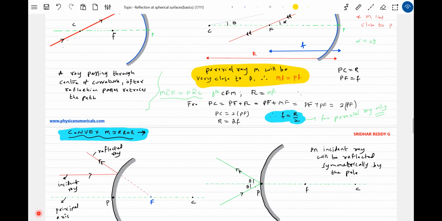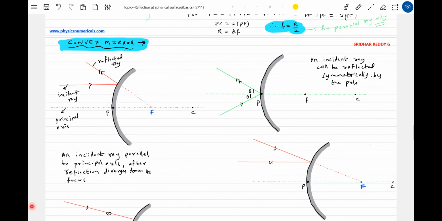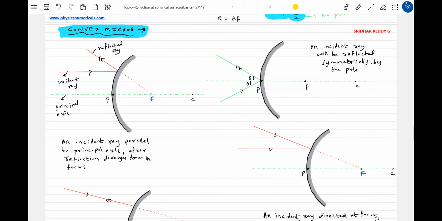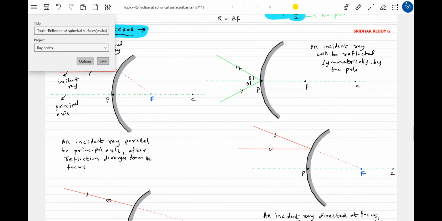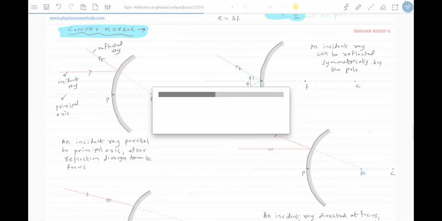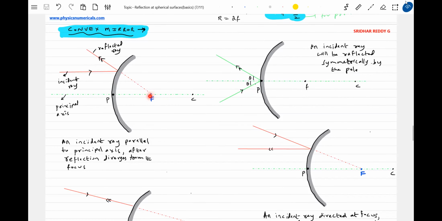Okay, let's go for the convex mirror. Similarly, we'll see the rays for a convex mirror. The focus for a convex mirror will be on the right side. A ray incident parallel to the principal axis, after reflection, the reflected ray will deviate away from the focus. Similarly, a ray incident at an angle theta at the pole will be reflected at an angle theta, which means it will be reflected symmetrically with respect to the principal axis.